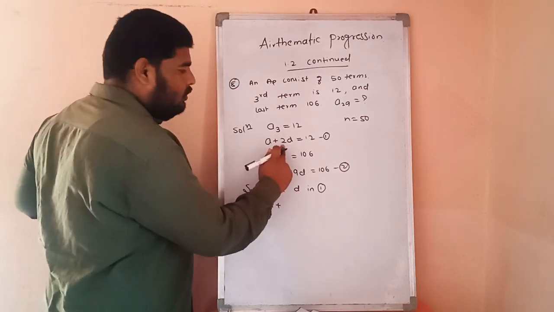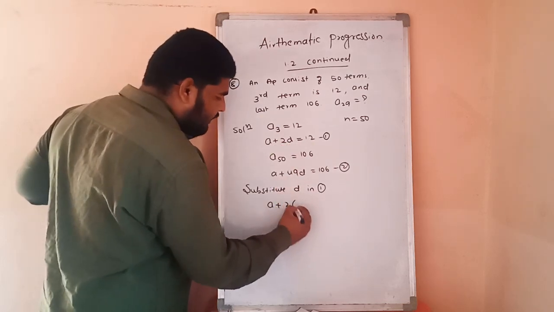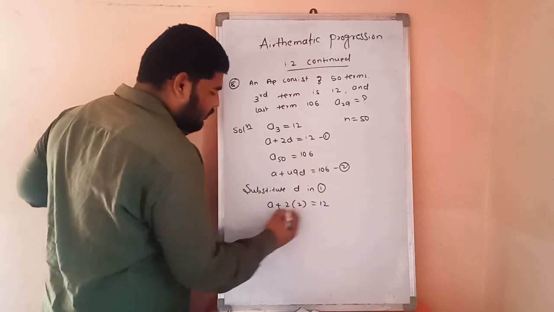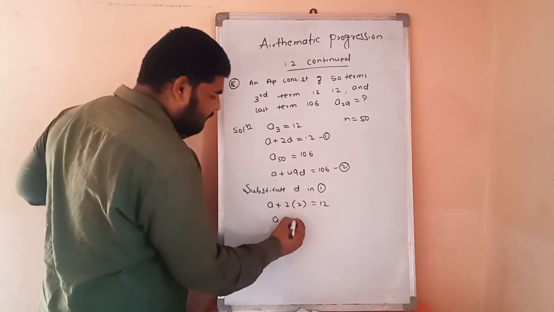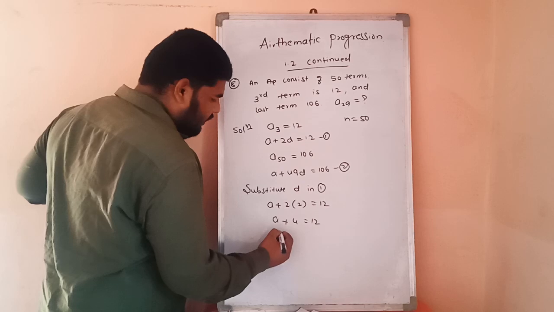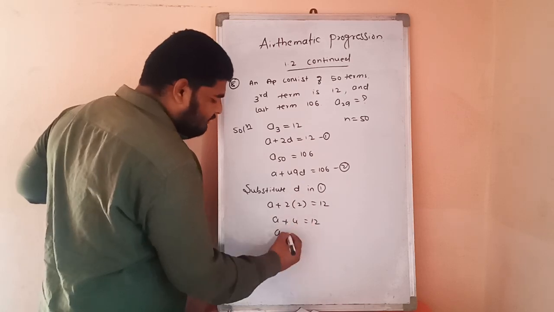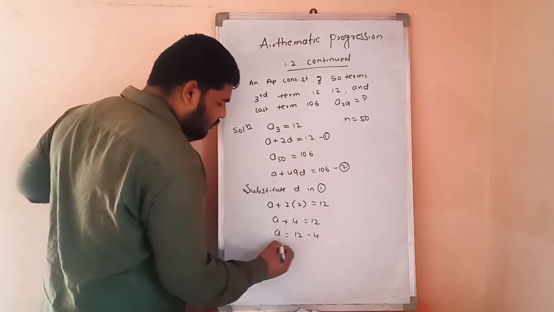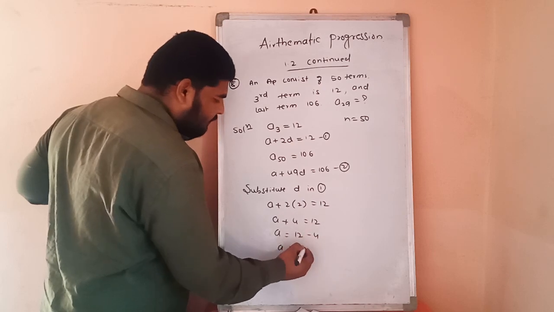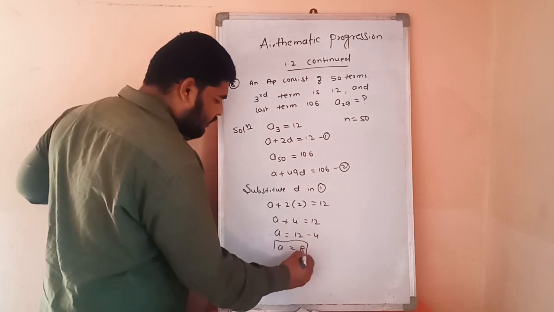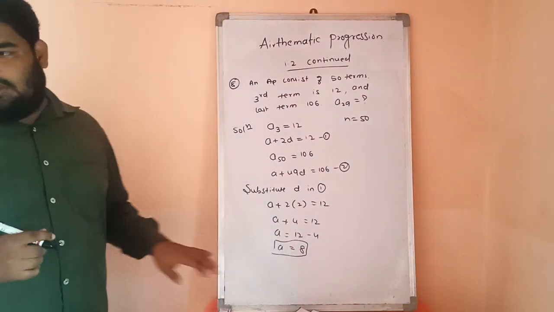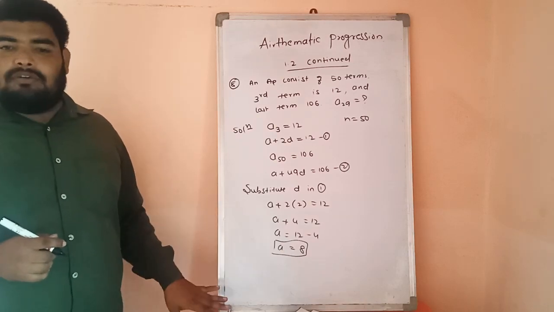a plus 2d, d is 2, so a plus 2 into 2 is equal to 12. So a plus 4 is equal to 12. So a is equal to 12 minus 4, 8. So we got the value of a. So first term we got, common difference also we got.